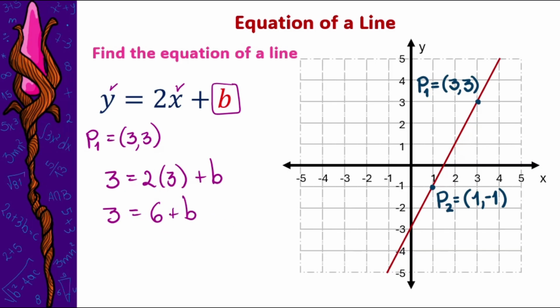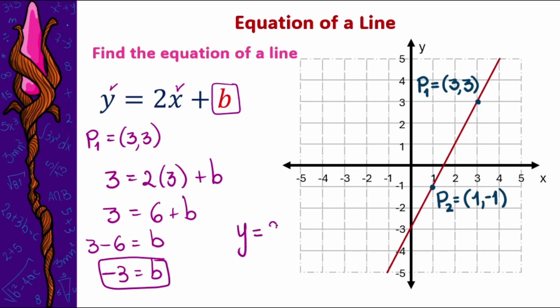Now I subtract 6 from both sides. That would let me have just b and 3 minus 6. So minus 3 is equal to b. Then the equation of the line is going to be y equals 2x minus 3.